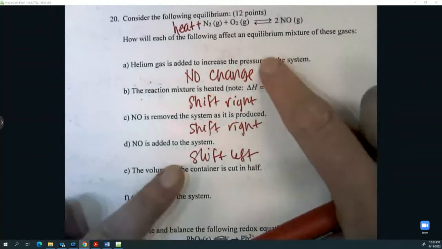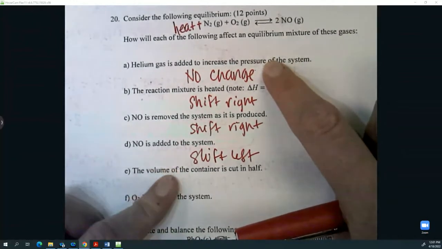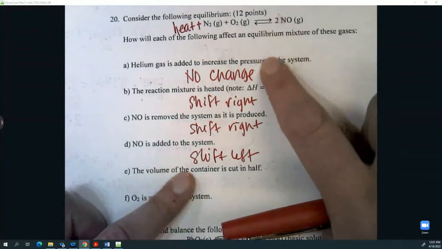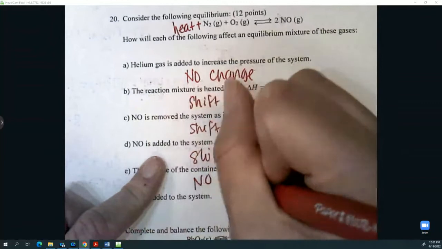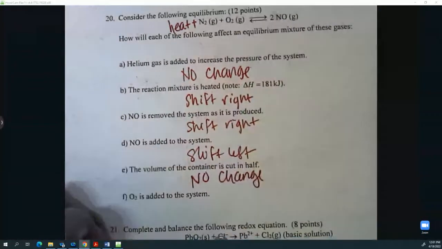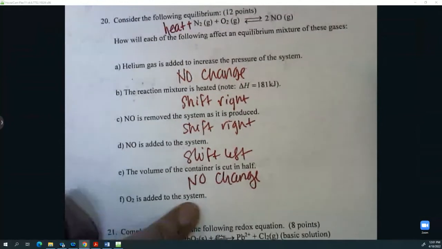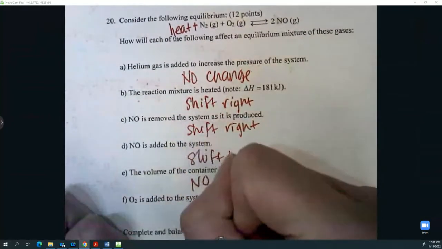Volume of the container is cut in half. That's just like this pressure one. I mean, it's not just like it. It is just like it. This one would give it less room to move. So they should have the same answer, but especially in the case where they don't change, any pressure or volume effect would not change it. But when O2 is added to the system, that's a reactant, so it should shift to the right.